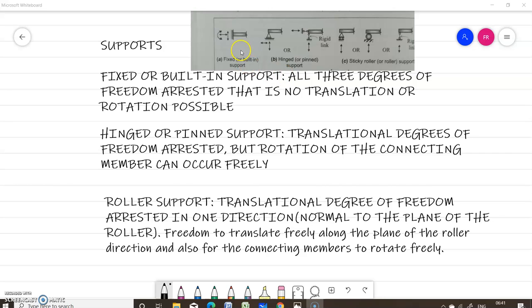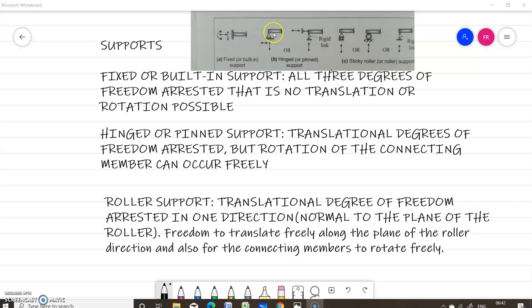So whenever there is a restriction in movement, there will be reactions. So in the case of a fixed support, since all the 3 movements are restricted, there will be reaction in horizontal direction, reaction in vertical direction, and also there will be reaction to the rotation. So there will be vertical reaction, horizontal reaction, and a moment will develop at a fixed support in order to resist the movement in horizontal, vertical, and rotational movement. So number of unknown reactions in the case of a fixed support is 3.